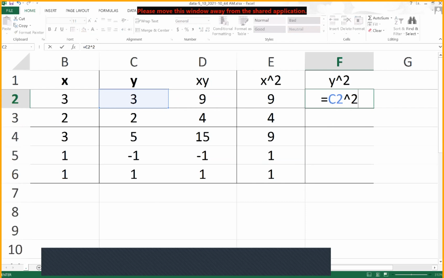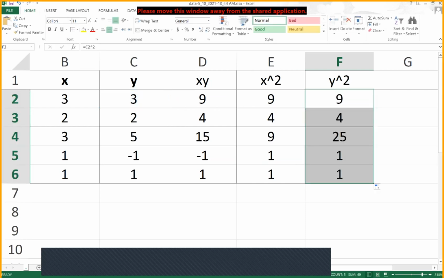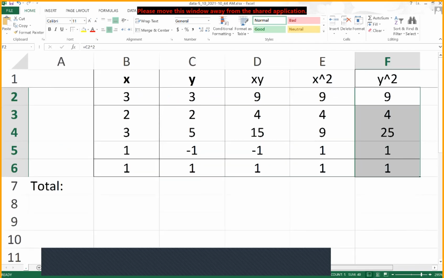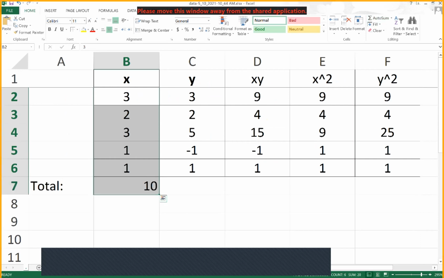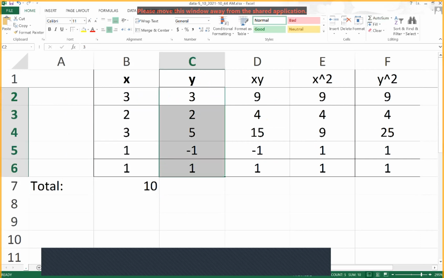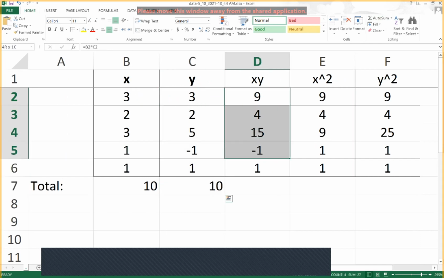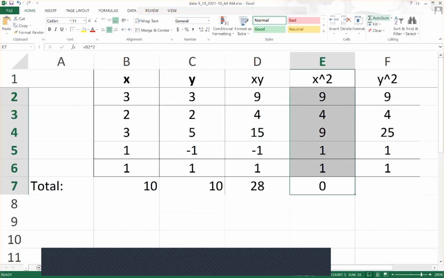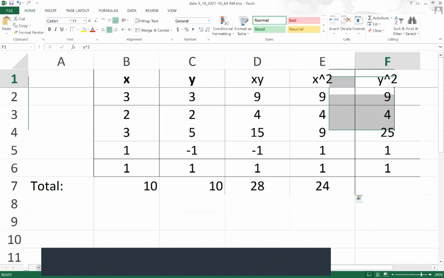Y square, all of that. And then you just sum up all the X values, sum up all the Y values, sum of XY, sum of X square, sum of Y square.